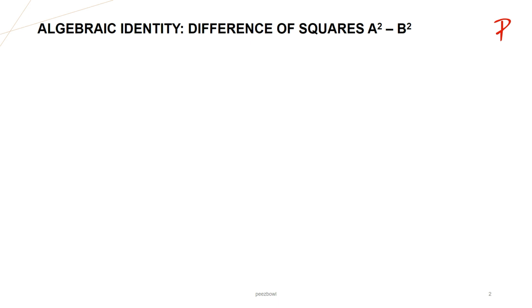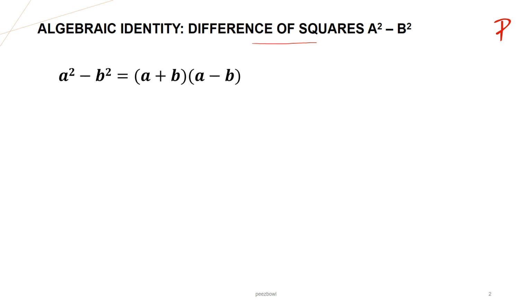Hi, we are going to understand a very important algebraic identity called difference of squares. The formula is simple but very powerful. And the formula is a square minus b square is equal to a plus b multiplied by a minus b. By the end of the video, you will know exactly why this works, how to use it, and where it helps in solving problems quickly.